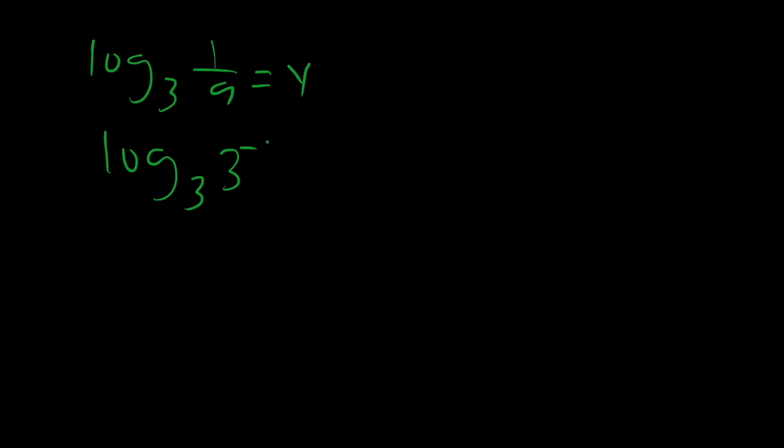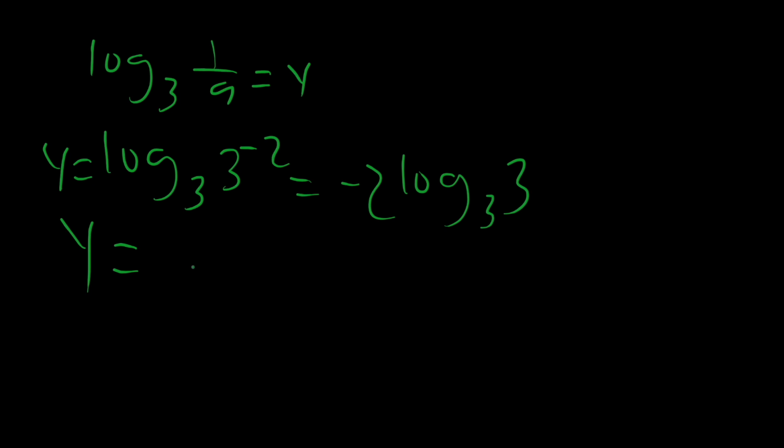Log base 3 of 1 over 9 is equal to y. What is the value of y? So log base 3 of 1 over 9 is equal to log base 3 of 3 to the power of negative 2. So you can move negative 2 to the front. So y will be equal to negative 2, because log base 3 of 3 is equal to 1.